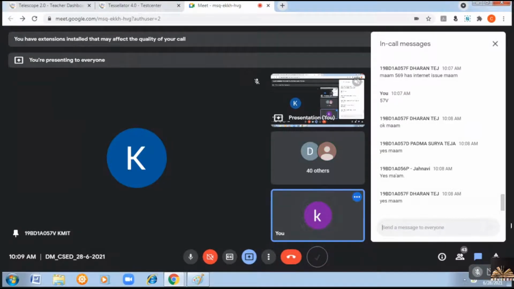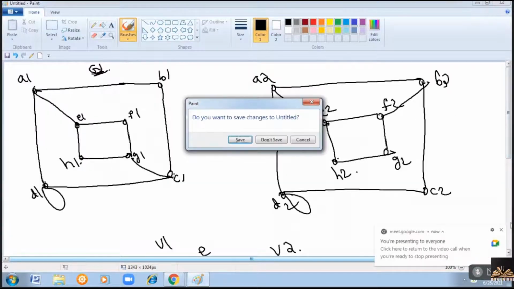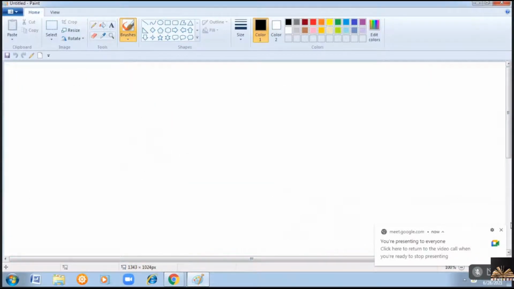Okay, so in this way, when two graphs are given, you can check whether these graphs are isomorphic or not. This is about isomorphic graphs, right? Next topic is graph connectivity. Graph connectivity.